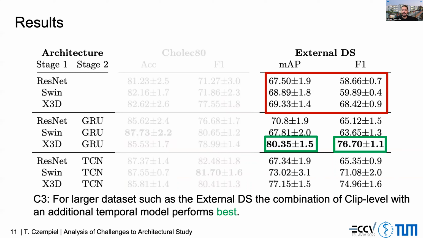For the larger external datasets, we see that stage 2 architectures outperform the stage 1 methods, and the combination of a clip level with a stage 2 temporal model results in the best performance overall. This result actually aligns with our initial analysis, and we could show this effect over different model architectures in stage 1 and in stage 2.